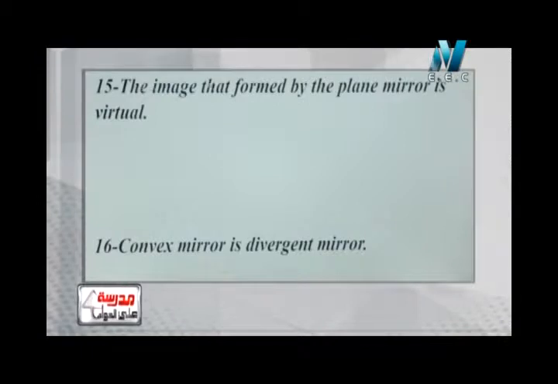The image that is formed by a plane mirror is virtual. So here we should answer what? Virtual. Virtual means that it is not real. The image formed by a plane mirror, the mirror we have at home, a flat mirror as we have here, is a virtual image, not a real image.